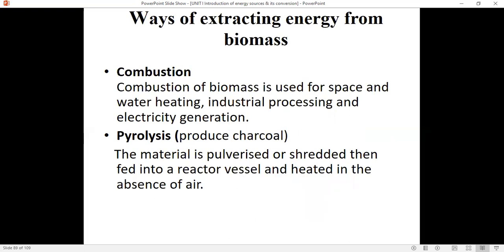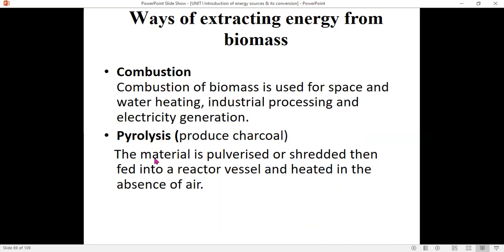And how to extract energy from biomass? There are different techniques. Among them, the first one is combustion. If you directly do combustion, it will emit heat that can be used for water heating, industrial processing and electricity generation. The other process is pyrolysis, which can be used to produce charcoal.